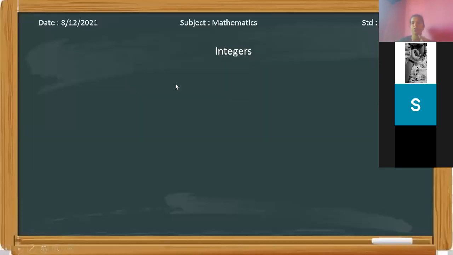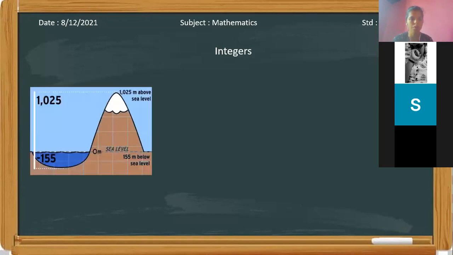So I'm going to show you some examples. You have to tell me what these are. Okay. So what is this? What do this meter reading, 1025, and minus 155 indicate? Can anyone tell me? It's easy.